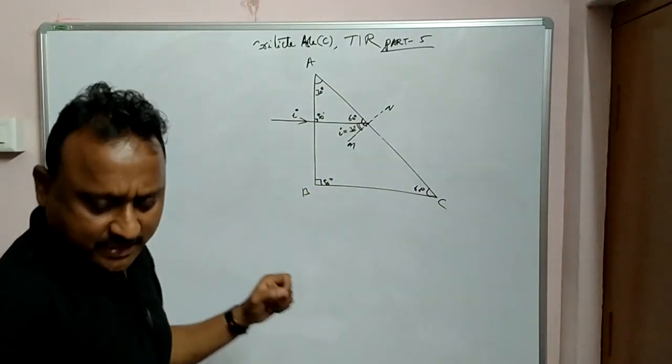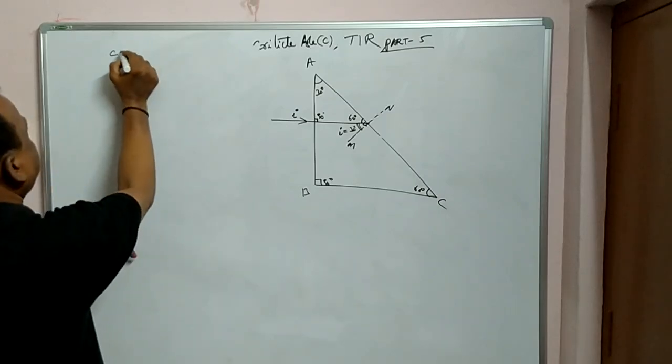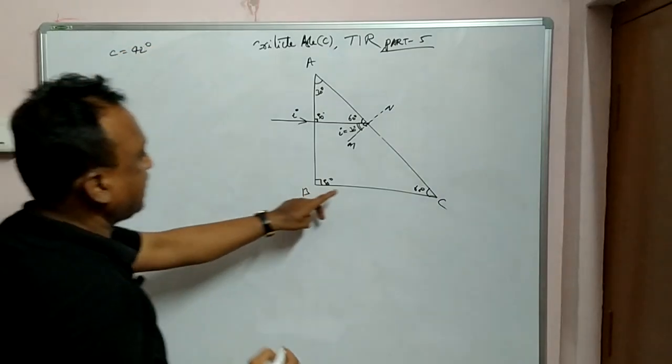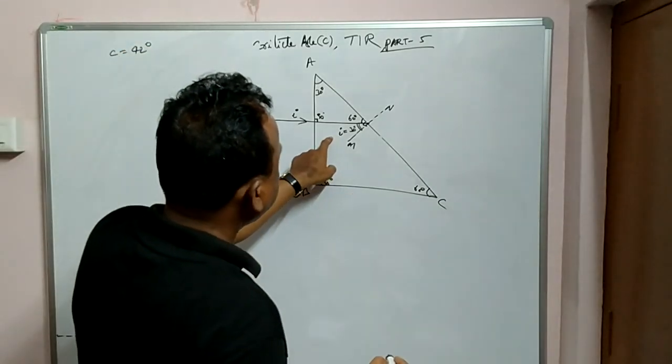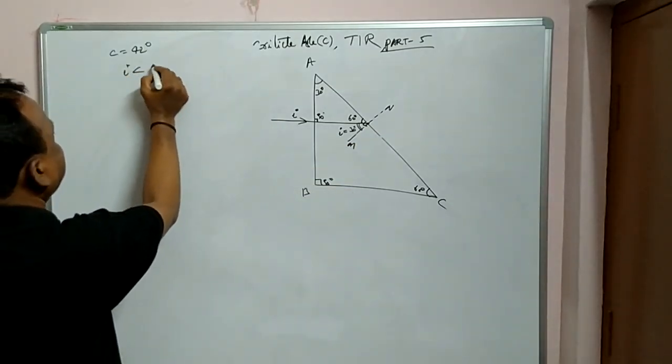Now check. For this also, they have already given the critical angle. The critical angle is given as 42 degrees. Check. So I is what? 30 degrees here. That means I is less than the critical angle.